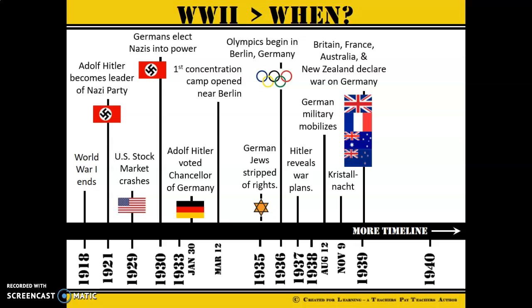And then in 1939, Britain, France, Australia, and New Zealand all declared war on Germany. And then October of 1939, the Nazis begin euthanasia on sick and disabled, which means if you were sick or had some disability, euthanasia means to kill them. You're not able to help, so we're just going to get rid of you. It's kind of the mentality.